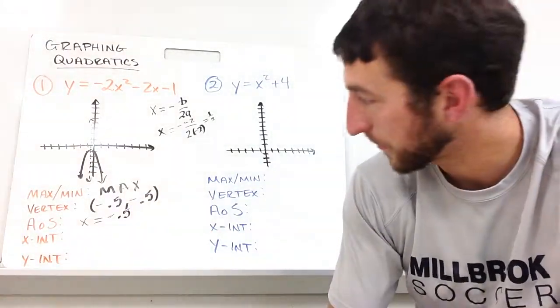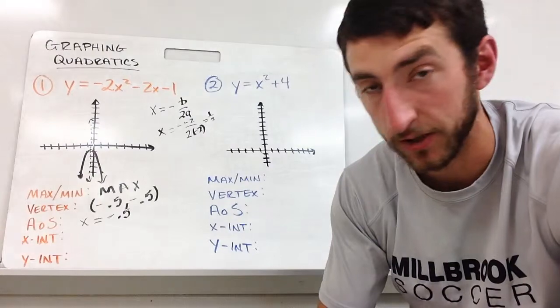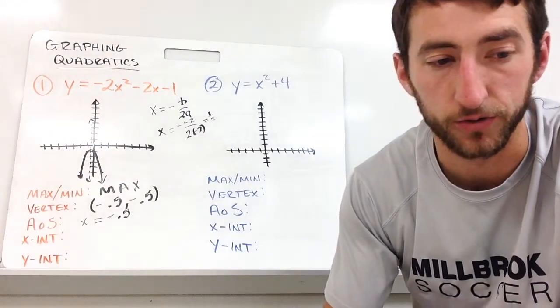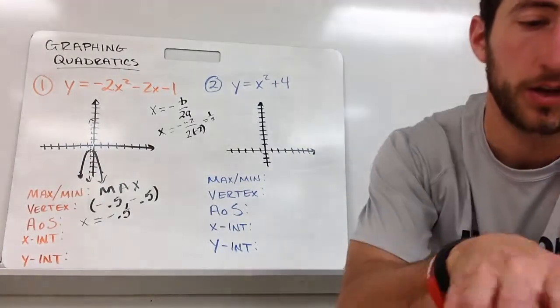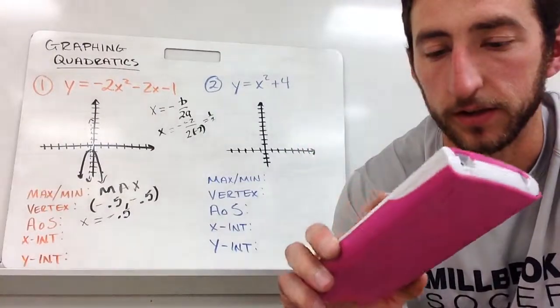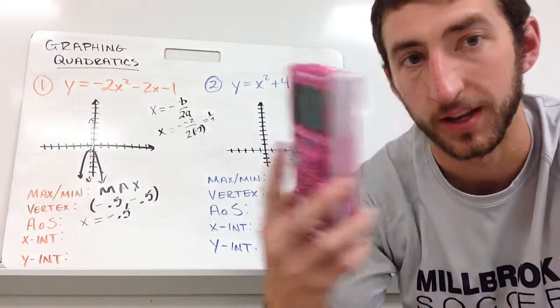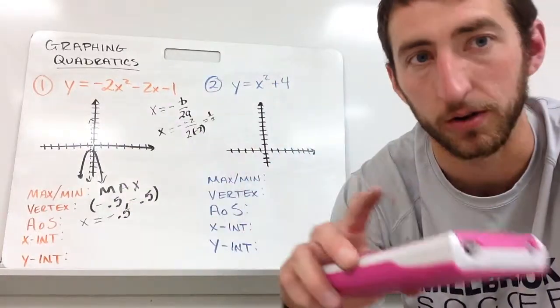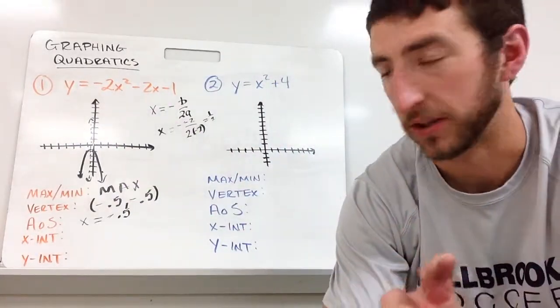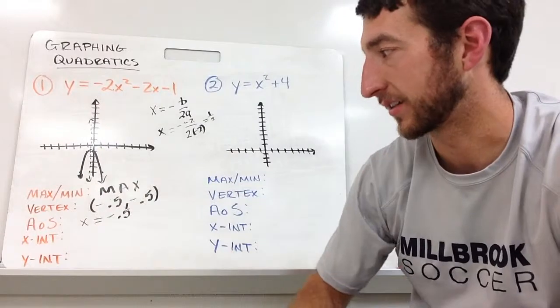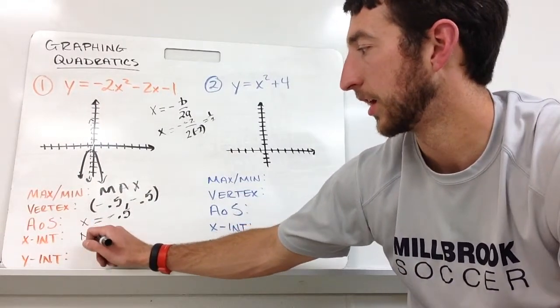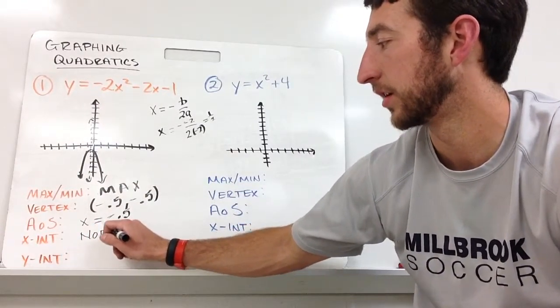Then I'm going to find my x-intercepts. In order to find the x-intercepts, I would go to second Calc and choose Zeros. It does the same thing. It has left bound, right bound, and then guess. But the thing about this graph is that it never crosses the x-axis. So I would say none for that.